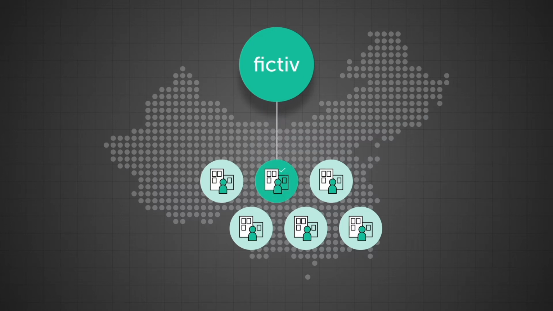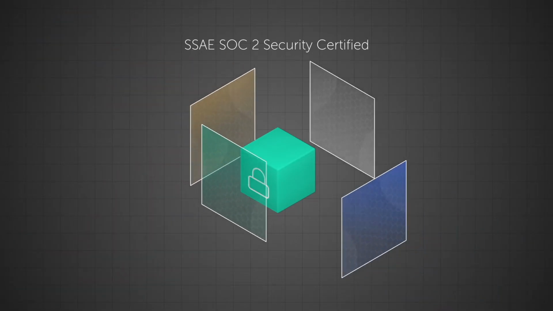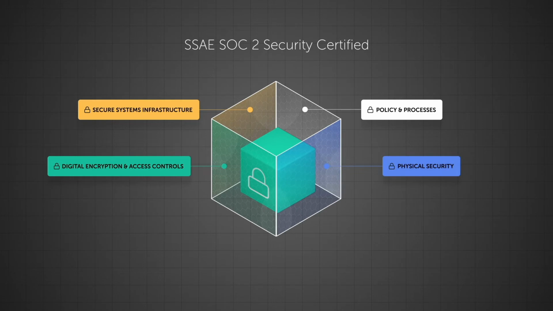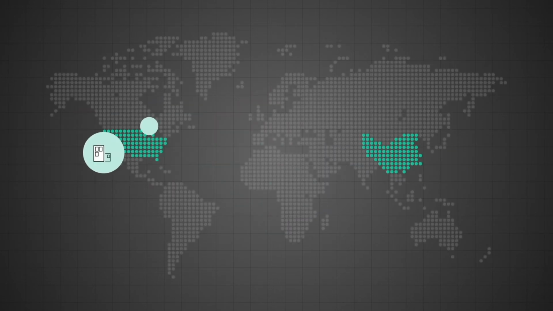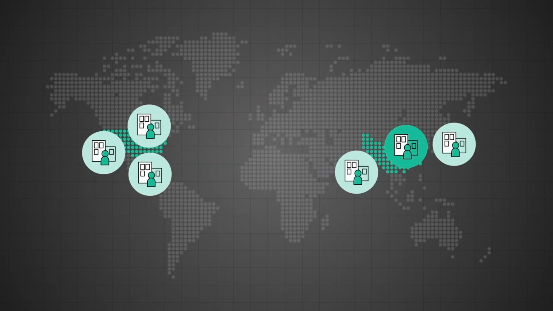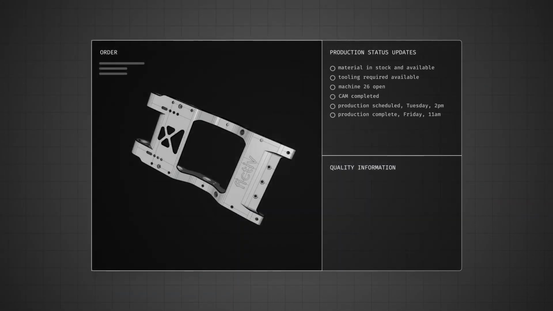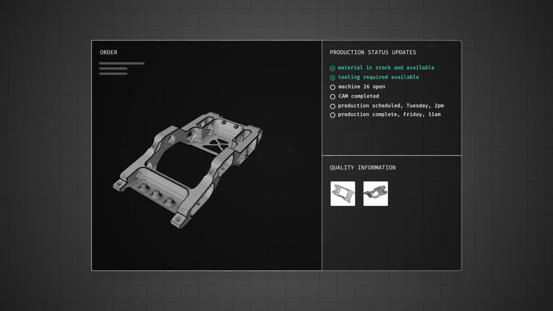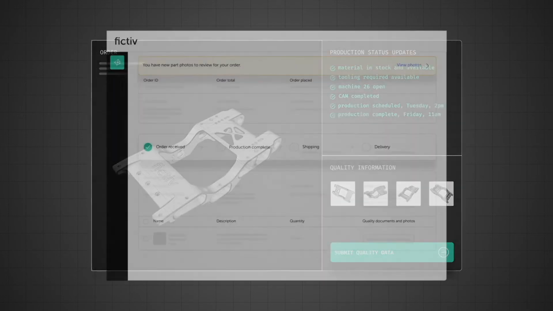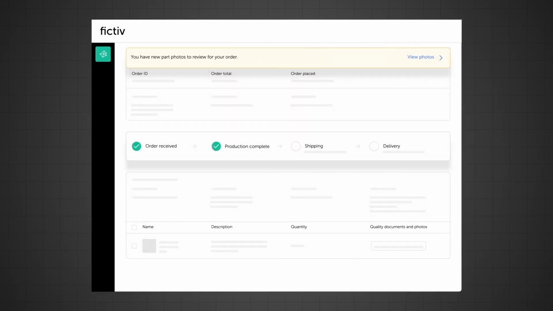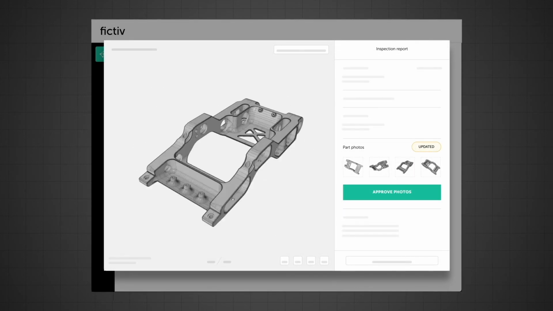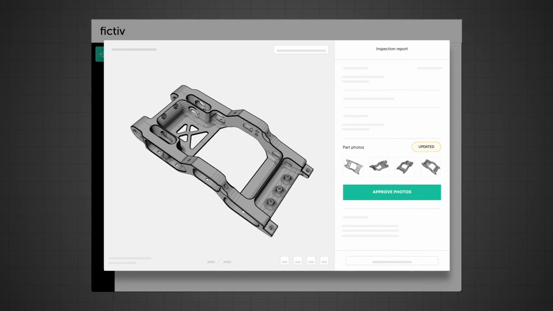Fictiv is the industry's only SOC 2 certified platform to protect customer IP across all aspects of our digital application, infrastructure, and partner network. Once a partner is identified and production has begun, our customers can track the status of their parts. This is made possible through our proprietary software deployed at our manufacturing partner facilities. Photos and inspection reports can also be reviewed by customers prior to shipping.